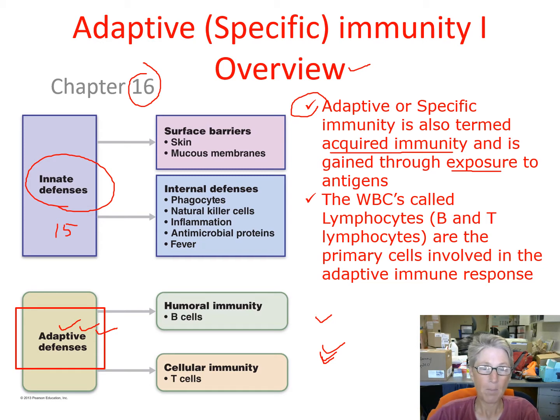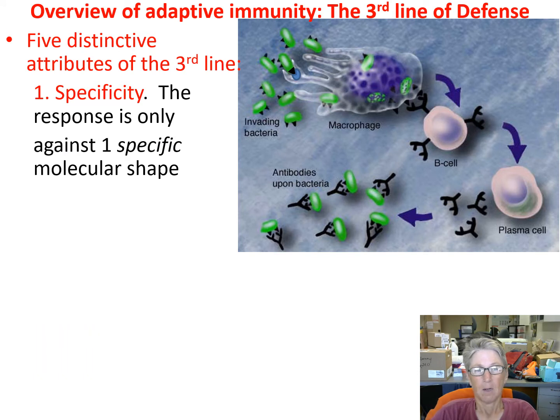And then the white blood cells, called the B lymphocytes and the T lymphocytes, are the primary cells involved in the adaptive immune response. But you can get some cells coming over from the innate defenses, like the macrophages, natural killer cells, dendritic cells can also play a role in the adaptive or specific immune system. Adaptive immunity is also called the third line of defense, and there's 5 distinctive attributes of the third line of defense, and we'll talk about those 5.